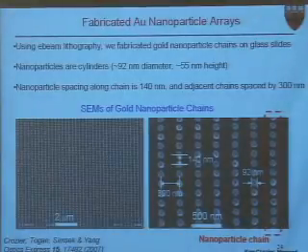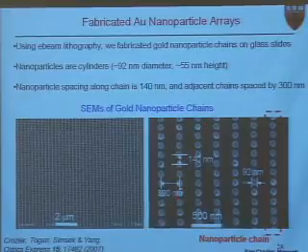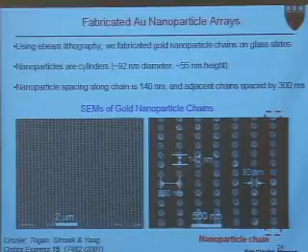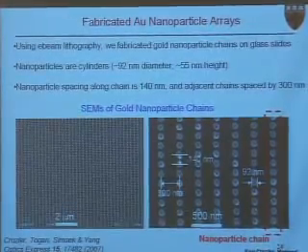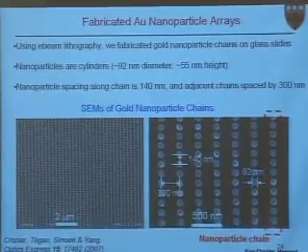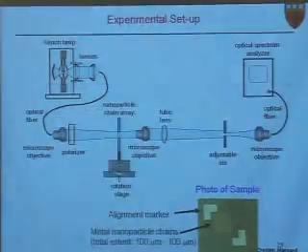So we fabricated gold nanoparticle chains on glass slides by electron beam lithography. The nanoparticles are cylinders with diameters of 92 nanometers, and the spacing along the chain is 140 nanometers. For experimental convenience, we make arrays of these chains rather than just single chains, and adjacent chains are spaced by 300 nanometers. And these are zoom-ins of the structures. The entire structure occupies a region of 100 by 100 micron.